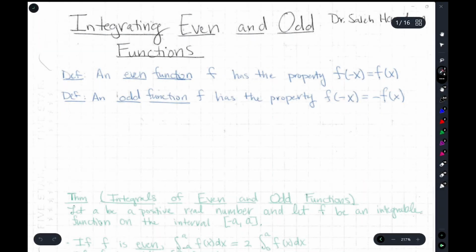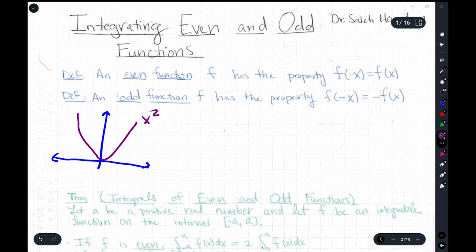Something that can make your life much easier is recognizing that you're dealing with either an odd or even function when you integrate. Now, what's an even function? The mathematical definition of it looks like this. So let's take a concrete example of an even function: x squared. And so you could see graphically that with even functions, they're symmetric about the y-axis.